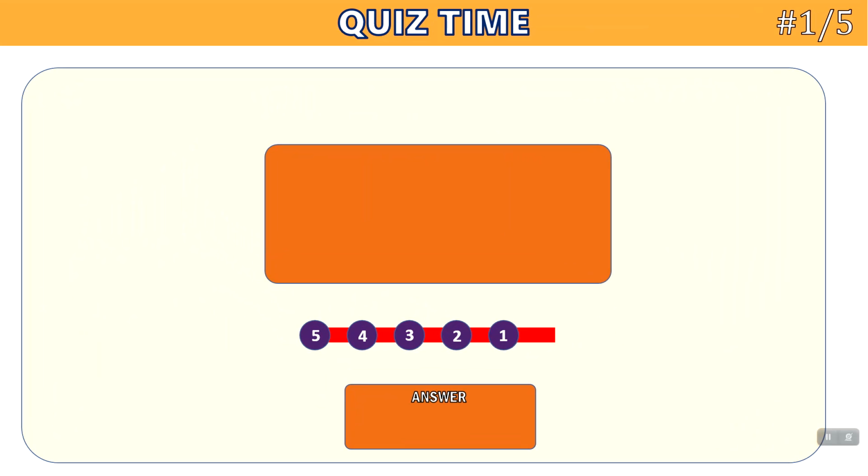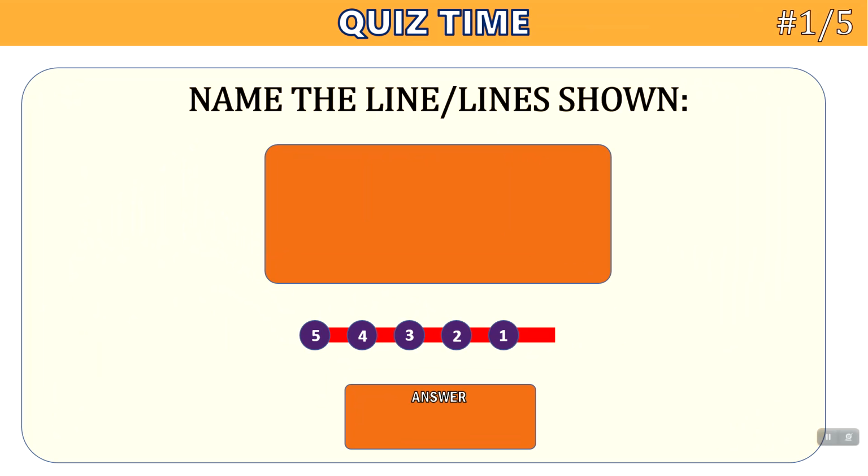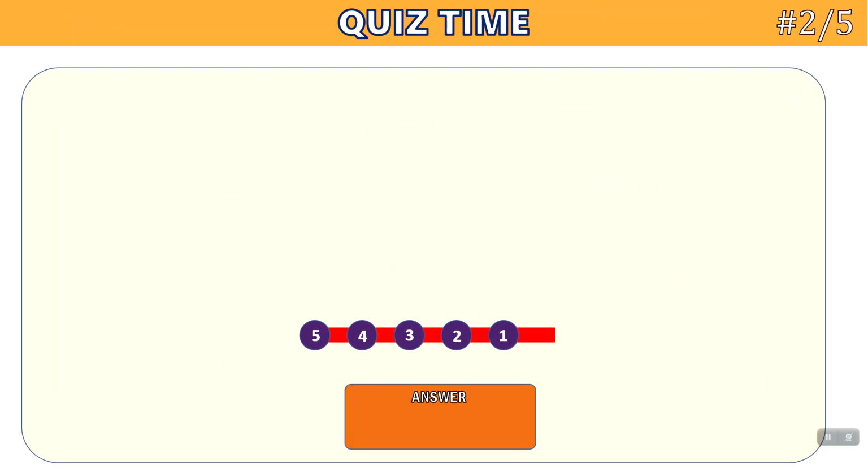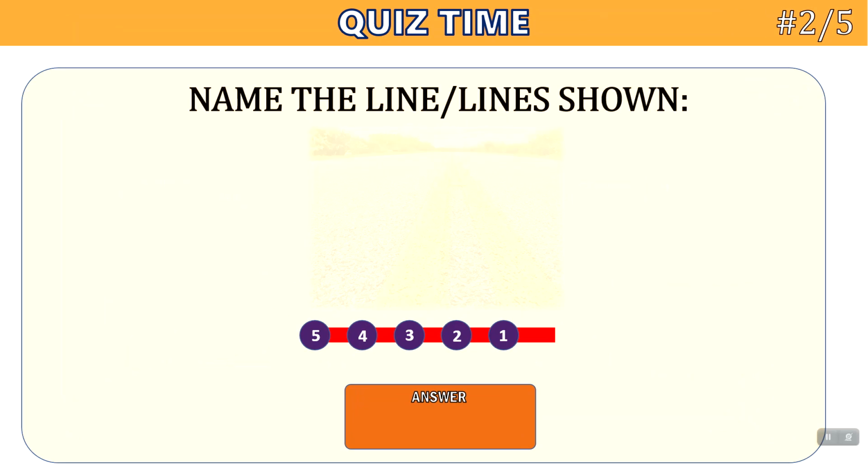And now it's quiz time. Name the line or lines shown. Time's up. This is called a horizontal line. Lines that run from left to right are called horizontal. And now number 2. You have 5 seconds to name the line or lines shown.